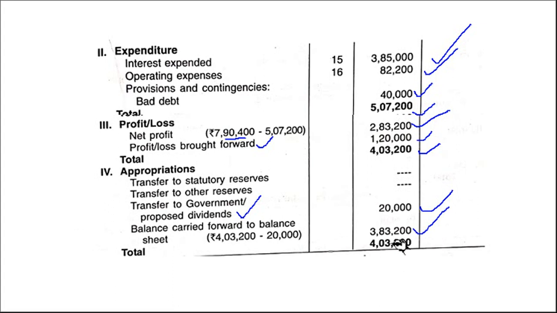Right? So here they have given how the appropriation is being done. 4,03,200 was the total, right? It is the total of the profit and loss account. Here, how are we distributing this 4,03,200? 20,000 plus 3,82,200. Clear? I hope you understood this.